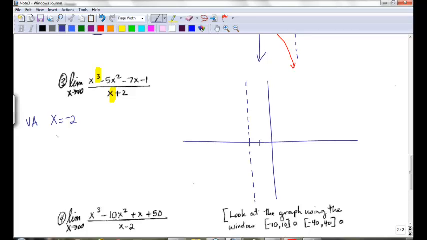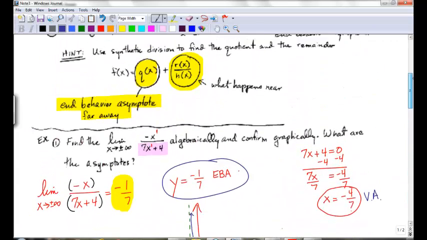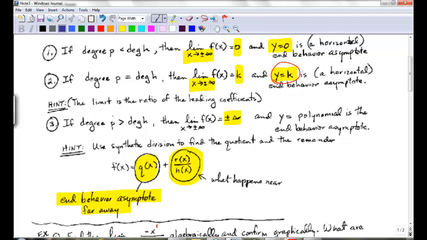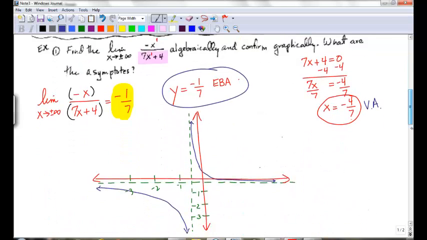And then on this one, the degree is larger on top. Go back up to the beginning notes. If the degree is greater on top, then you have to do synthetic division to find the quotient and the remainder. The quotient is the end behavior asymptote far away, and it's actually far away from the vertical asymptote, and the remainder is the end behavior asymptote near. So go back to this.